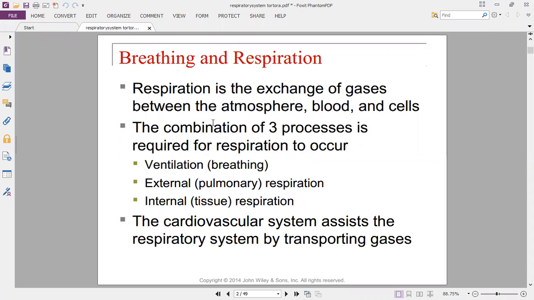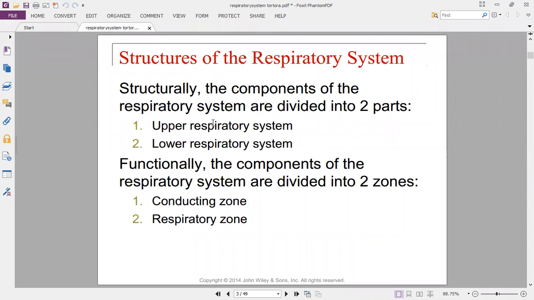The cardiovascular system assists the respiratory system by distributing the gases and taking them to the actual cells of the body. The structures of respiratory system include the upper respiratory system and the lower one, and functionally they include the conducting zone and the respiratory zone. The conducting zone is where a gas exchange does not occur, and respiratory zone is where the exchange occurs.